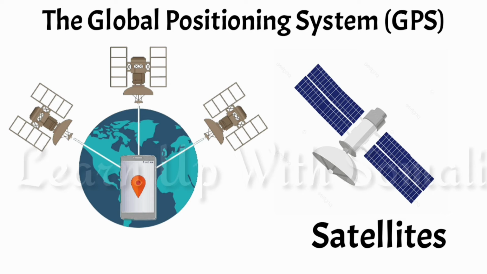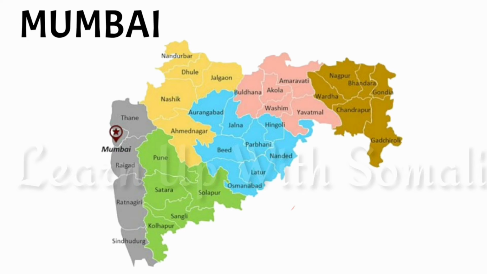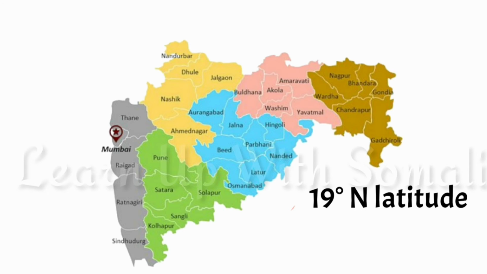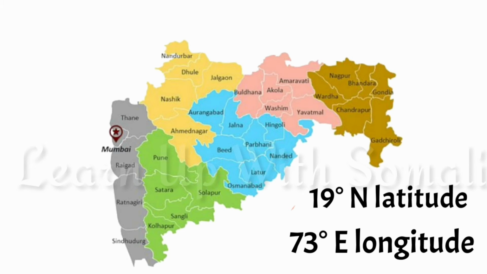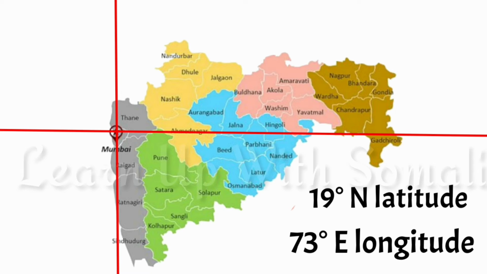Let's take the example of Mumbai. As we know, Mumbai is at an approx of 19 degree north latitude and 73 degree east longitude. So the point where these two lines intersect is the location of Mumbai.